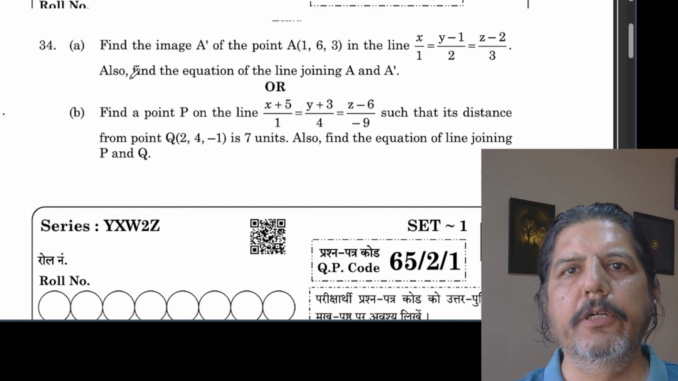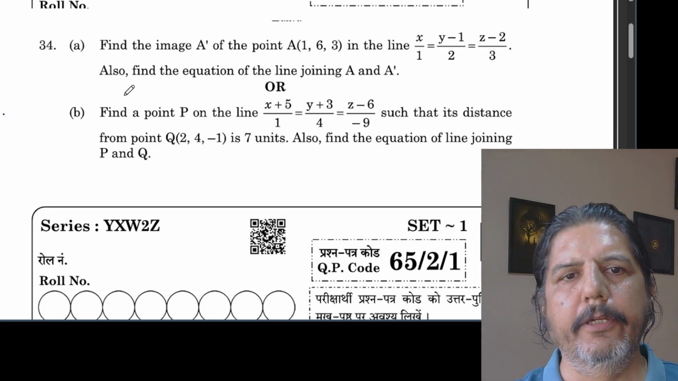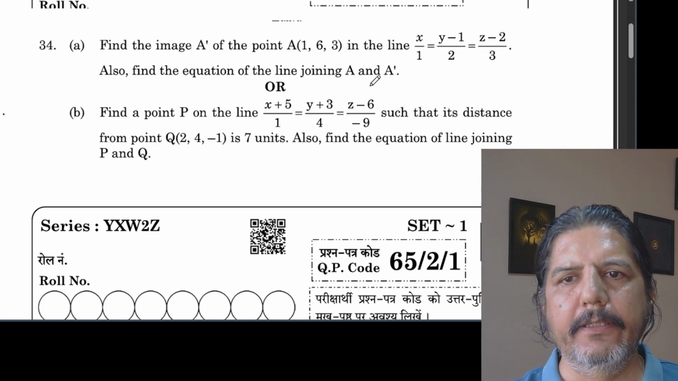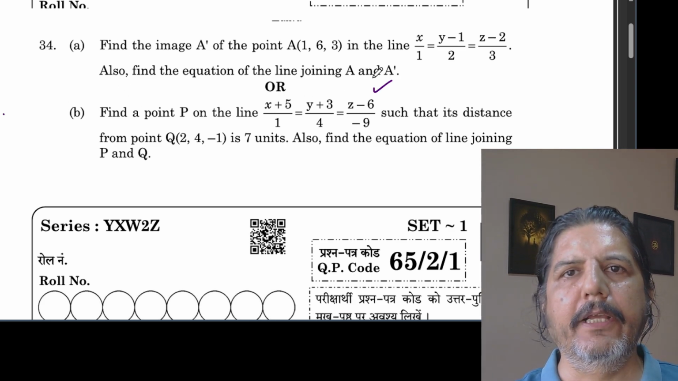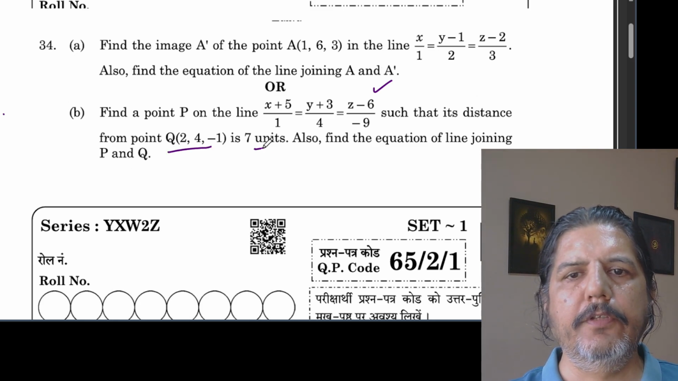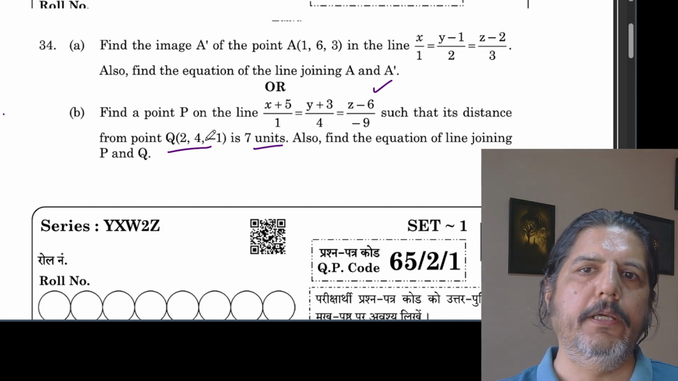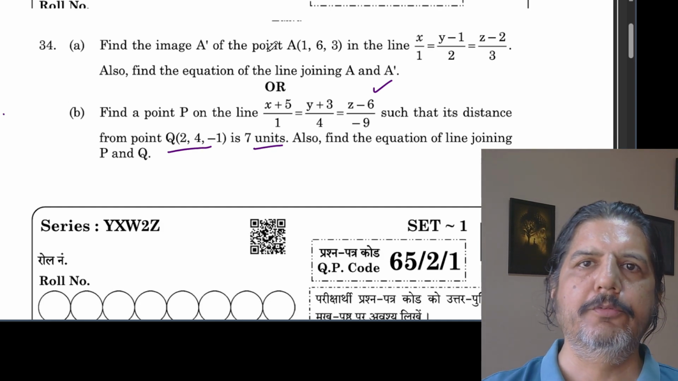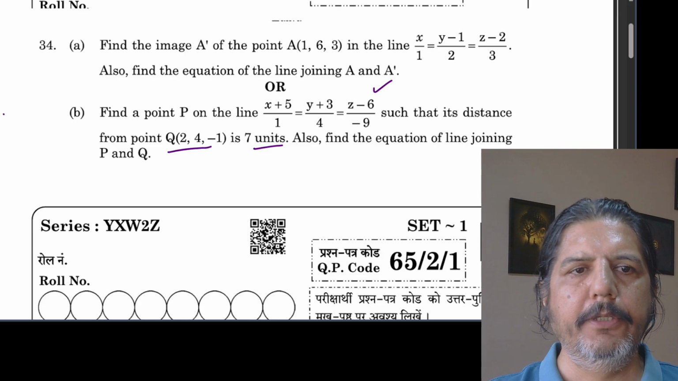Now let's look at the next question. Again, the image question only. Find a point P on the line. This is the equation of a line which is given. So that its distance from point Q is 7 units. Find the equation of the line joining P and Q. So as I have told you before, it always helps to draw a rough diagram. There would be a line.